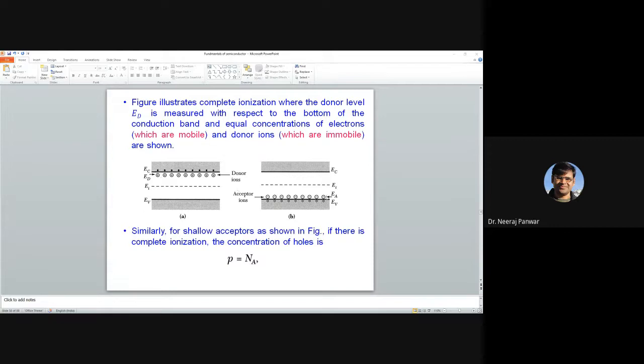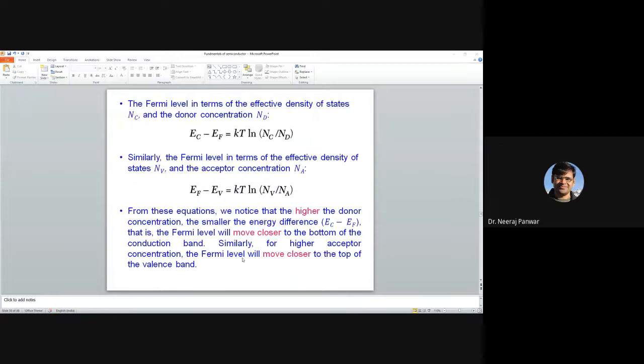Similarly, here you see the acceptor energy levels, in which all the acceptor atoms have accepted one electron from the valence band, and all the acceptor levels are ionized. In such a case, for this diagram, the hole concentration in the valence band is equal to the acceptor concentration. P is equal to Na.